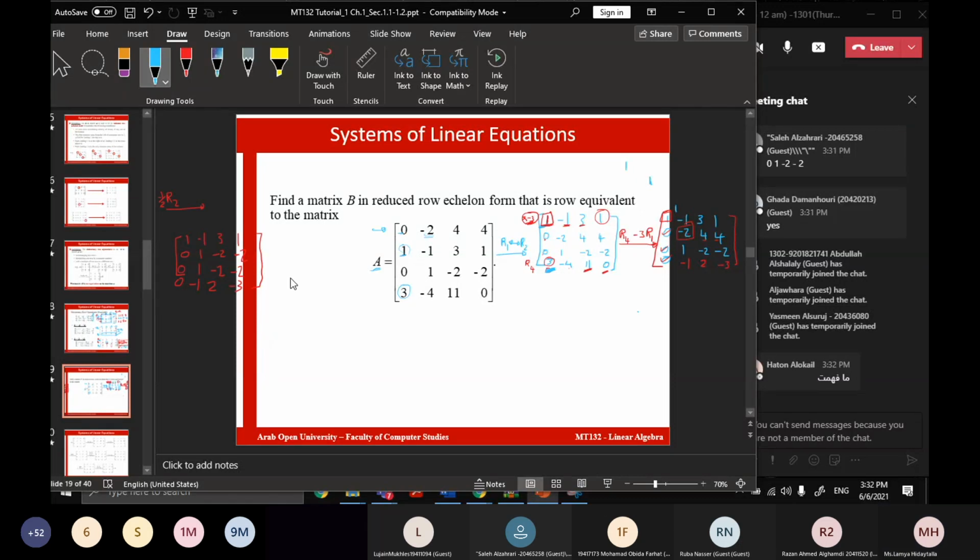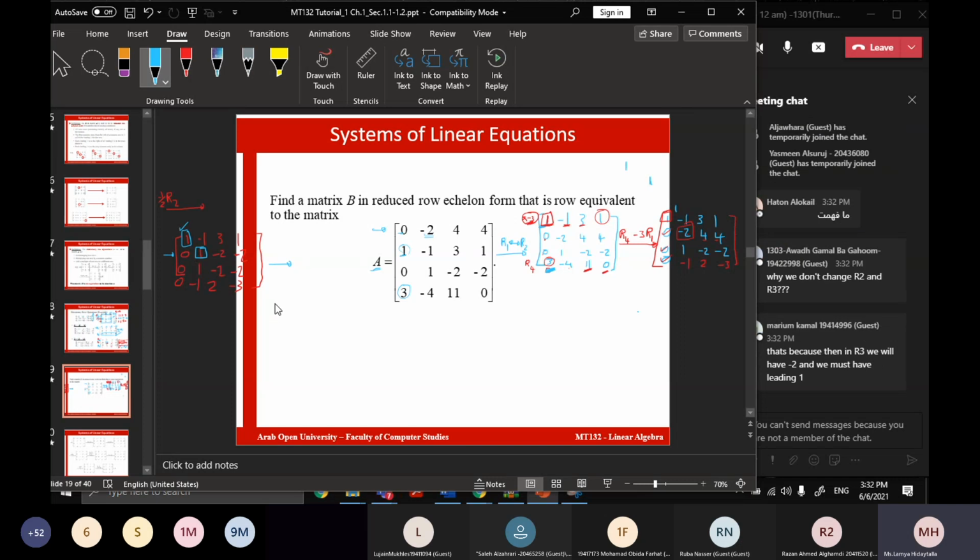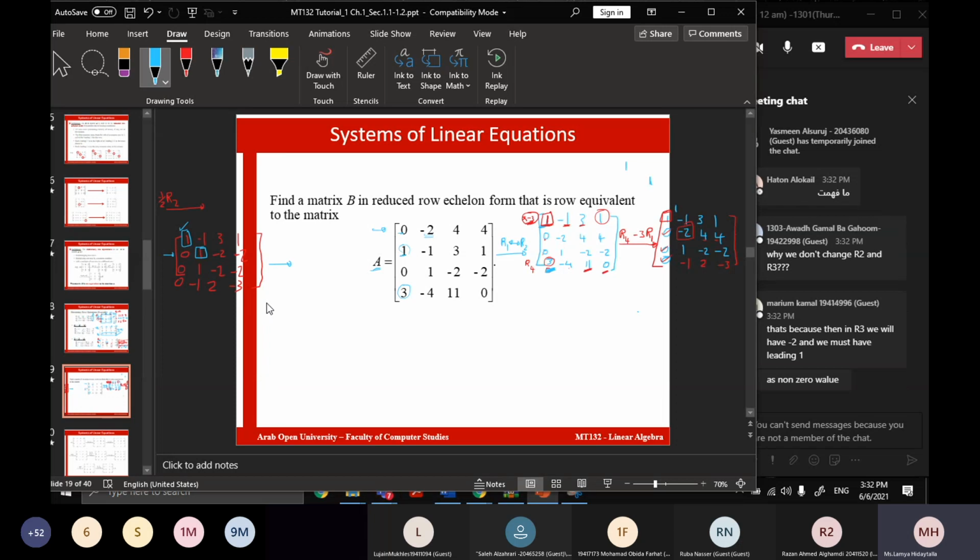Now I want what? This is the leading one. Correct? This was the first leading one and we finished its row. Now for the second row, this one, I found the leading one. What should we make? All the other elements with it in the same column should be zeros. I need to make this one 0, this one 0, and this one 0. Okay? Let's do it step by step.